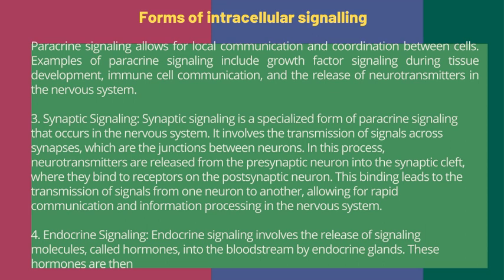Paracrine signaling allows for local communication and coordination between cells. Examples of paracrine signaling include growth factor signaling during tissue development, immune cell communication, and the release of neurotransmitters in the nervous system. Third, synaptic signaling. Synaptic signaling is a specialized form of paracrine signaling that occurs in the nervous system. It involves the transmission of signals across synapses, which are the junctions between neurons. In this process, neurotransmitters are released from the presynaptic neuron into the synaptic cleft, where they bind to receptors on the postsynaptic neuron. This binding leads to the transmission of signals from one neuron to another, allowing for rapid communication and information processing in the nervous system.